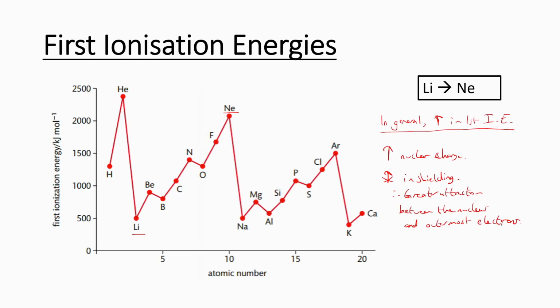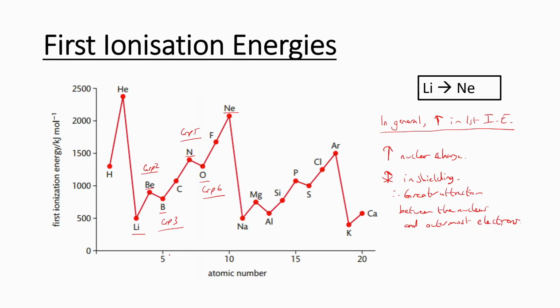There are, however, some blips. Okay, the first blip is going from beryllium to boron, and the second blip is from nitrogen to oxygen. So here we are going from group 2 to group 3. And here we're going from nitrogen group 5 to oxygen group 6. We see these small decreases in first ionization energy, which do not follow the general pattern of increase.